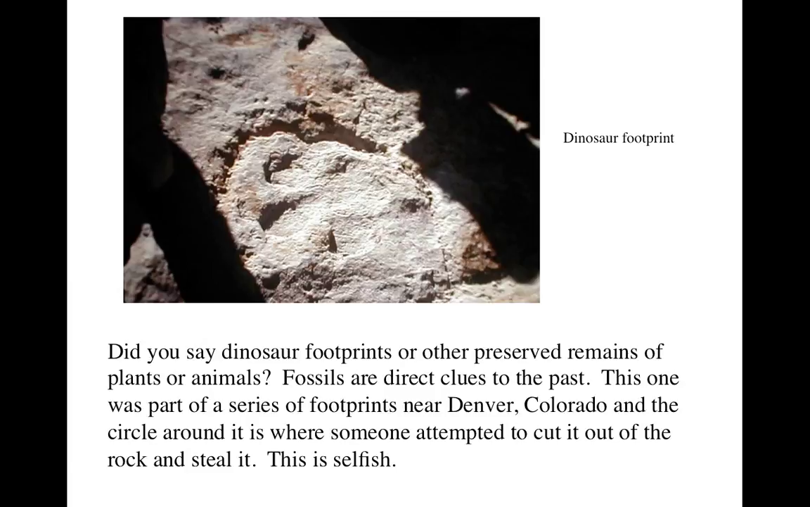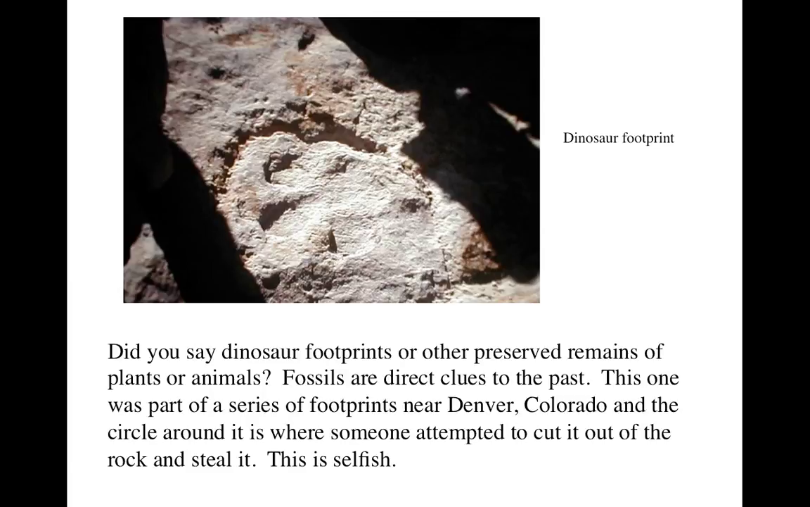Since fossils are direct clues to the past, this one was part of a series of footprints near Denver, Colorado. And the circle around it is where someone has attempted to cut it out of the rock and steal it. That seems pretty selfish, but now we know better than to do that. We have learned that it's better to leave it where it is and let other people go and enjoy it in its natural environment, and that we can learn so much more from it, leaving it in its natural environment.